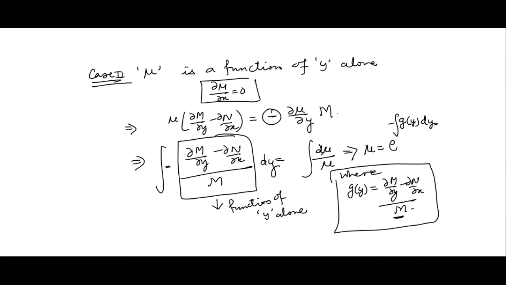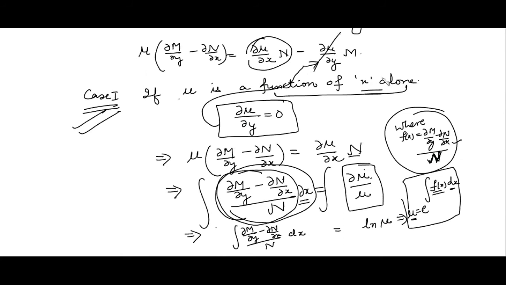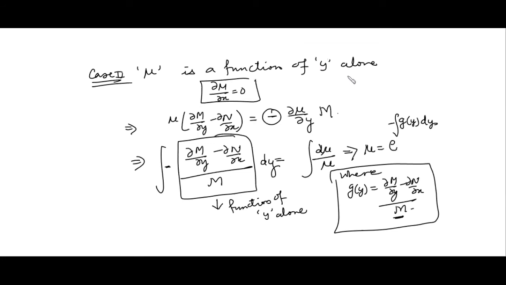So there are two possibilities. One, mu is a function of x alone. For that we divide by N, and if it is a function of x alone, we can consider the integrating factor to be this one. And the second case, it's a function of y alone, meaning (∂M/∂y − ∂N/∂x) divided by M is a function of y alone. We can substitute over here and find the mu, which is the integrating factor. Once we get the integrating factor, we multiply it by the equation and convert the equation into an exact differential equation. And once the equation becomes exact, we get the solution.